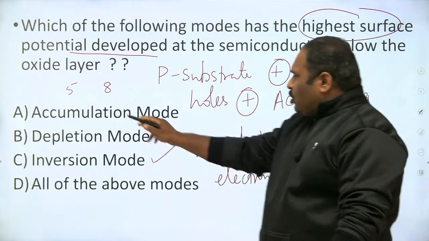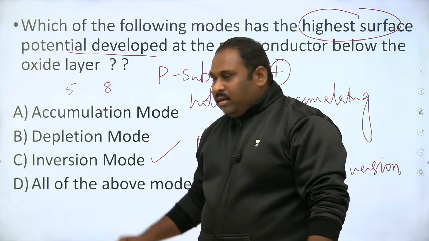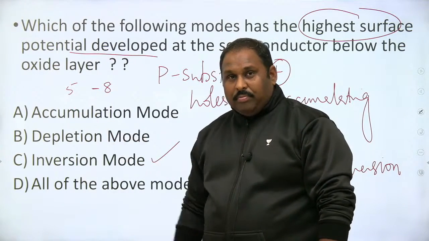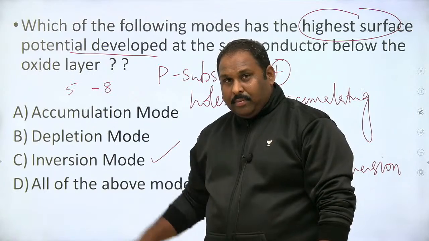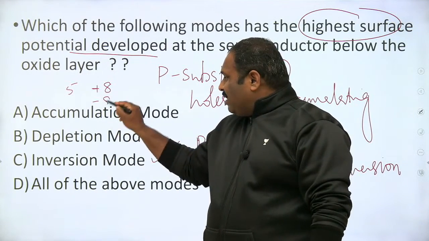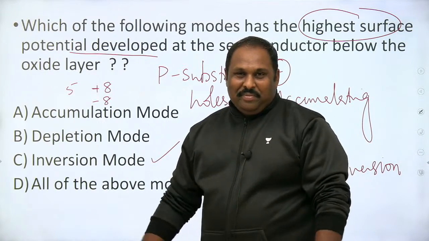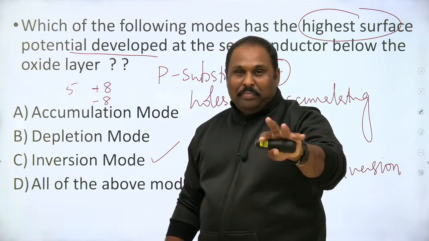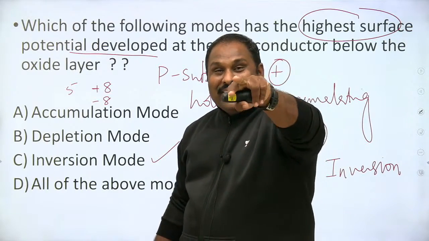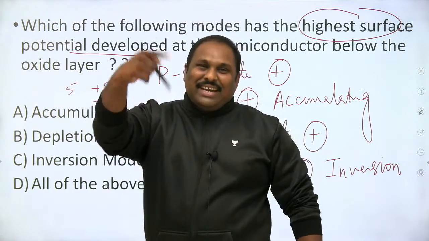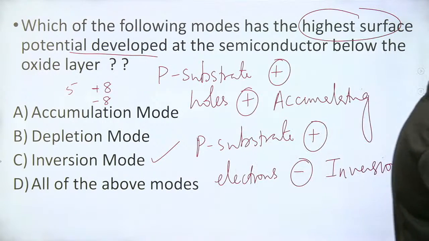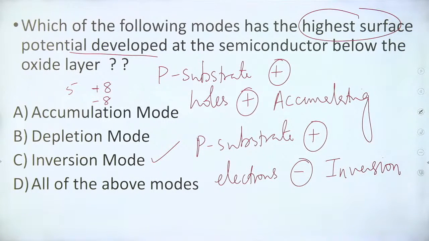सो पॉजिटिव और पॉजिटिव के बीच में पोटेंशियल डिफरेंस ज्यादा नहीं है, लेकिन पॉजिटिव और नेगेटिव के बीच में नाउ दिस इज मैक्सिमम. 13 वोल्ट है अभी. 5 एंड 8 के बीच में 3 है. 5 एंड -8 के बीच में 13 है. सो सरफेस पोटेंशियल इज मैक्सिमम when your P channel is forcibly inverted as N channel. P substrate is inverted as N channel.